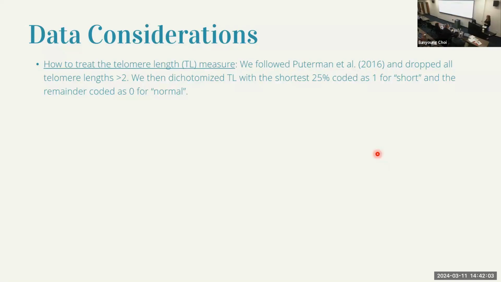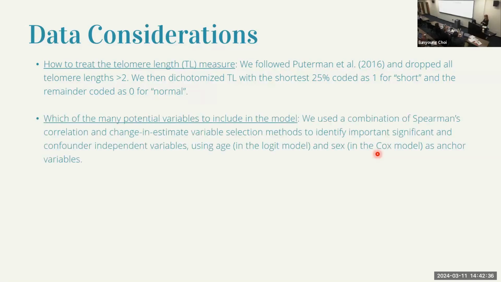So we went through a lot of studies and ultimately decided on following Petterman et al. in terms of dropping the values greater than 2. And then we dichotomized telomere length so that the shortest 25% were coded as 1 for short, and everything else was coded as 0 for normal. We did also look at continuous measures of telomere length, but it doesn't end up really changing the outcomes here in terms of the linkages or lack thereof with these variables.